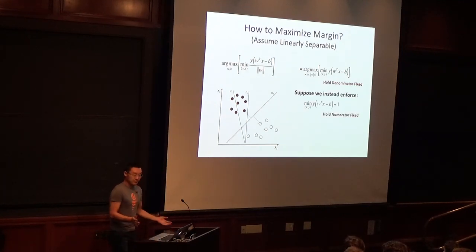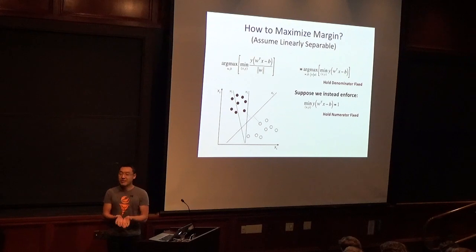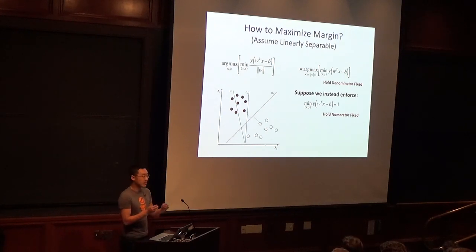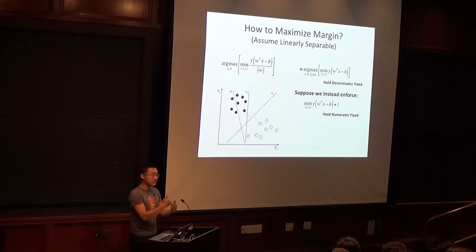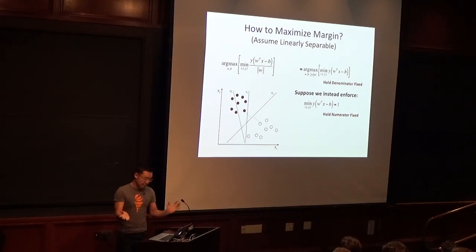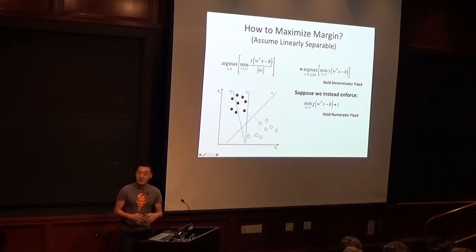There's an alternative that in the end will lead to a more elegant extension to the non-linearly separable case, and that's if we hold the numerator fixed. Because we can hold either the denominator or numerator fixed. The problem is that they both scale up or down, right? So let's just hold the numerator fixed. Let's force the unnormalized signed distance multiplied by y to be equal to 1.